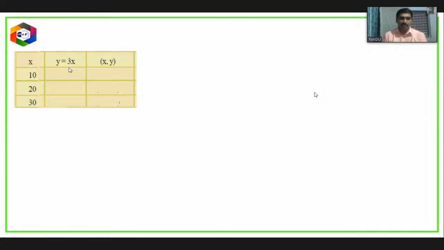3 into 10 is equal to 30. Now the point will be 10 comma 30. This is one. Now take x value as 20. What will be the corresponding y value? 3 into 20 is equal to 60. The corresponding point which satisfies is 20 comma 60.